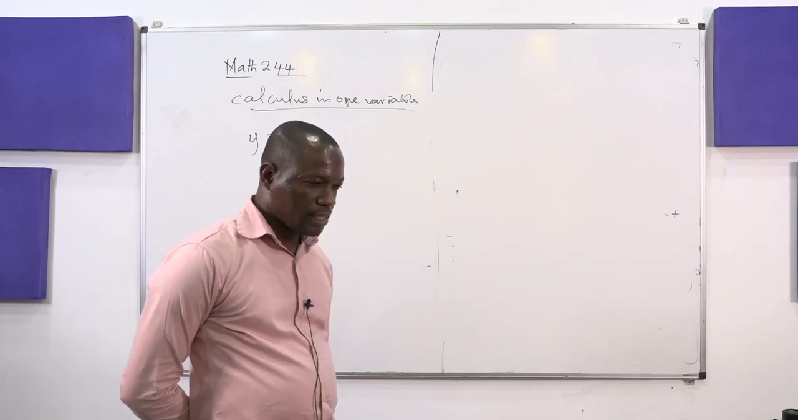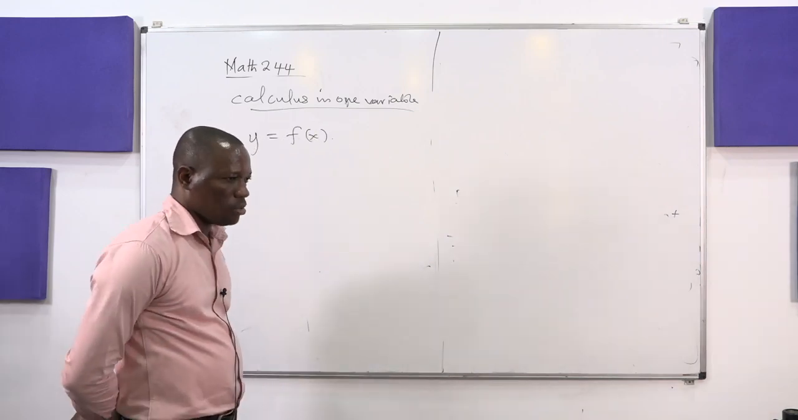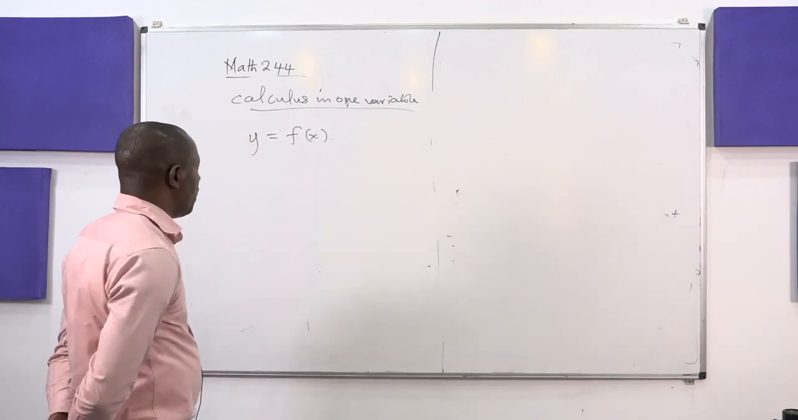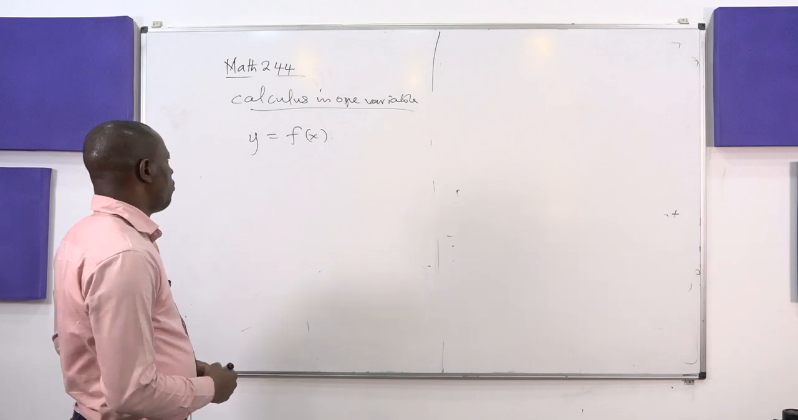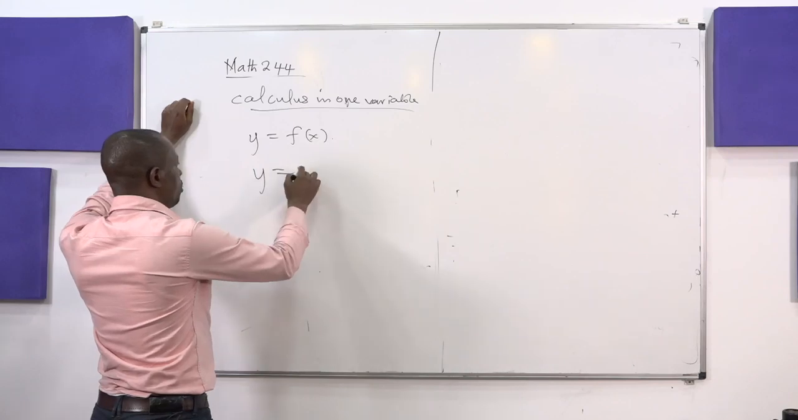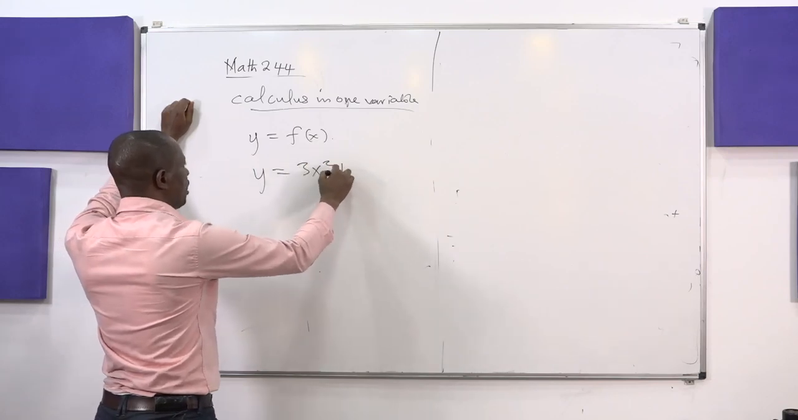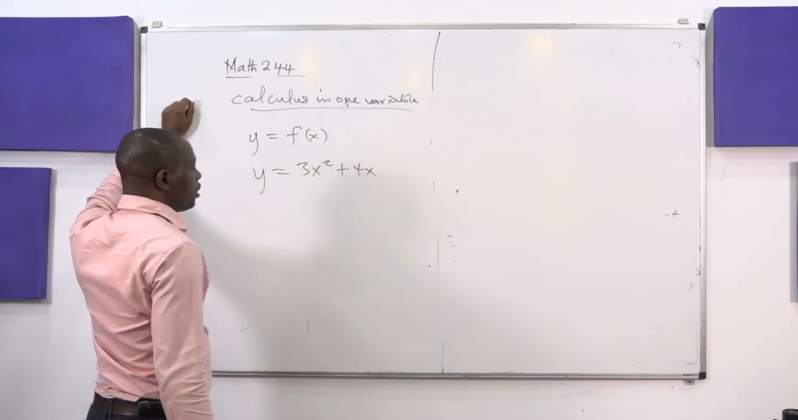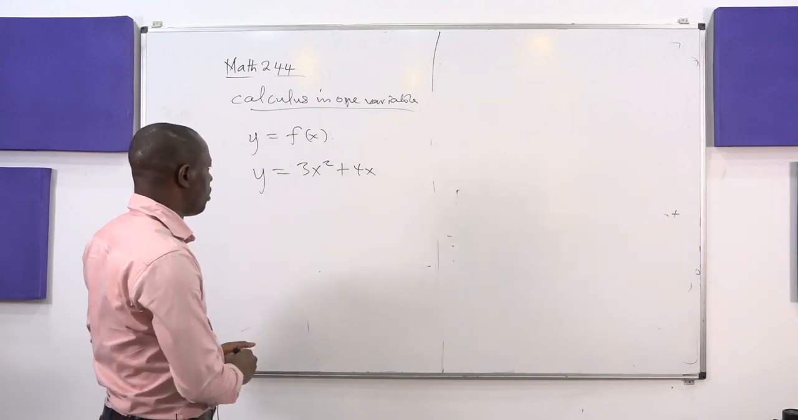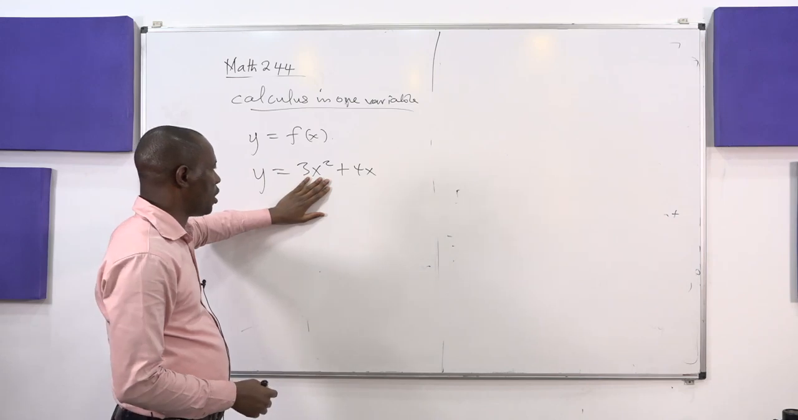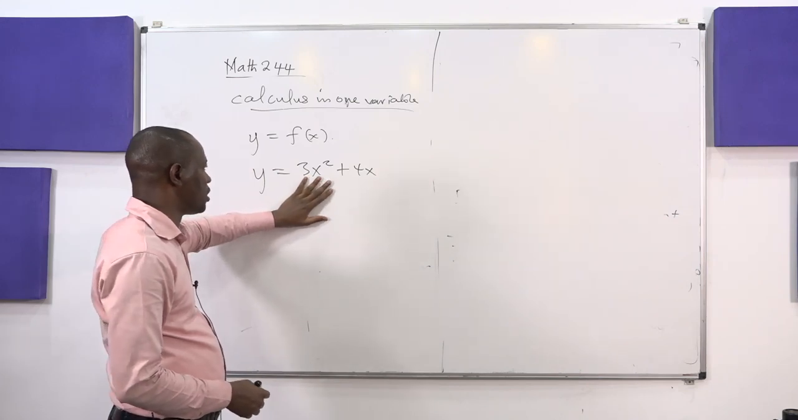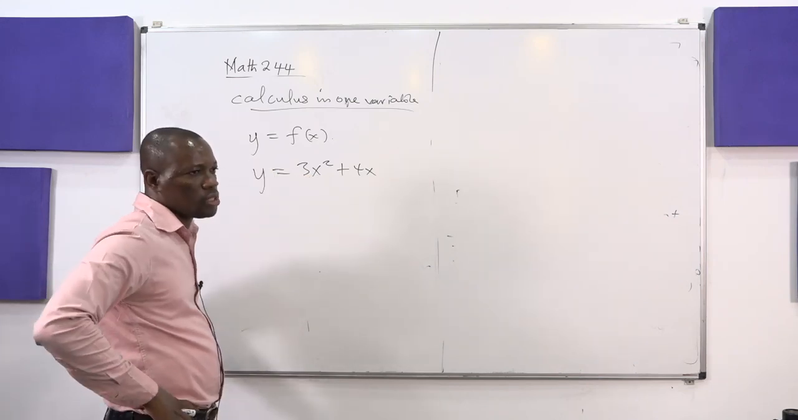So the x is the independent variable, and the y is the dependent variable. Or if I have y equals maybe 3x squared plus 4x, this means that in order to get y, I must know the x. So we say y depends on x. So x is the input and y is the output.